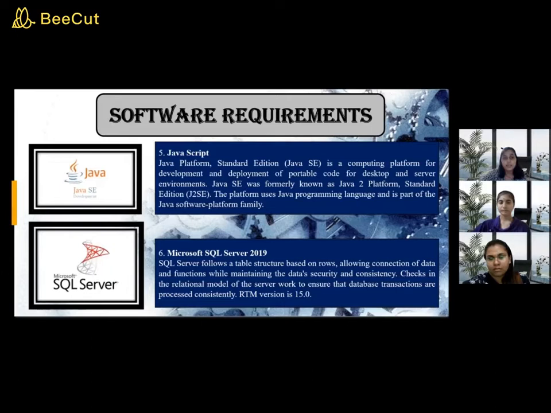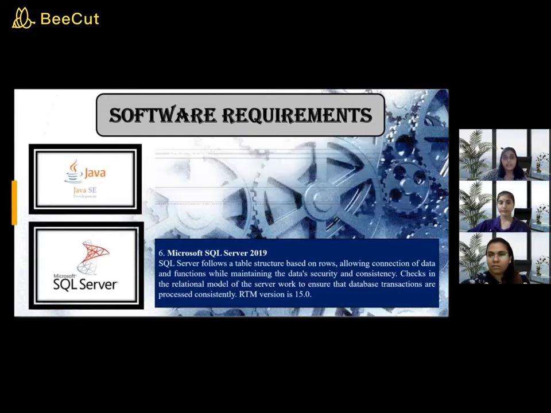The sixth software requirement is Microsoft SQL Server 2019. SQL Server follows a table structure based on rows, allowing connection of data and function while maintaining data security and consistency. The relational model of the server works to ensure database transactions are processed consistently. The RTM version of Microsoft SQL Server 2019 is 15.0.